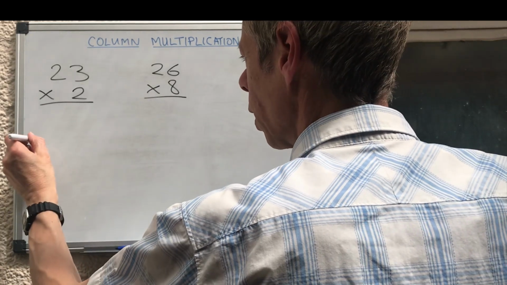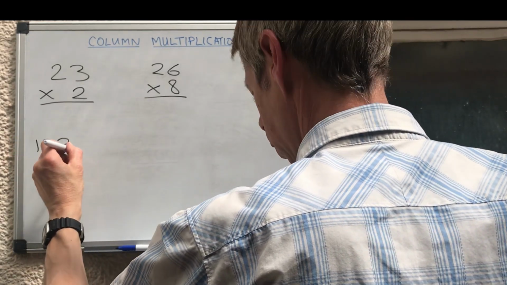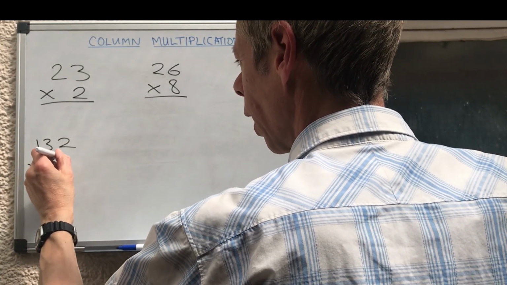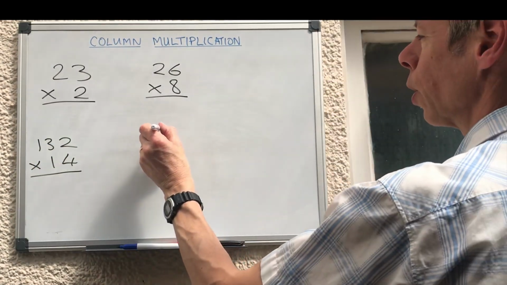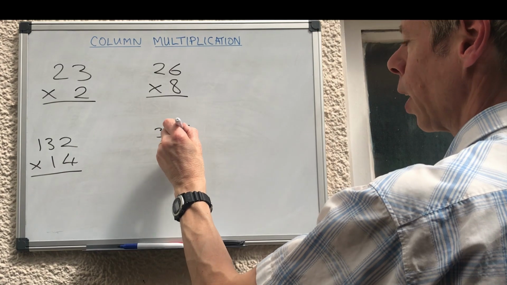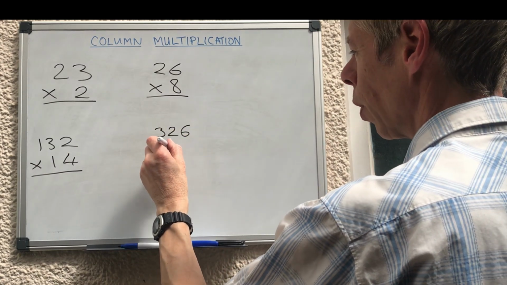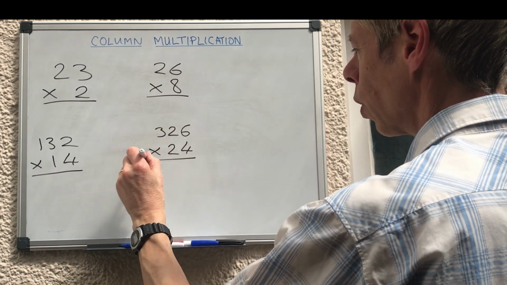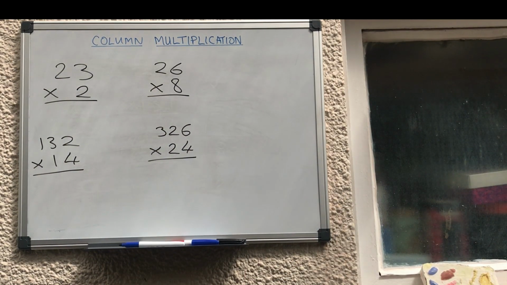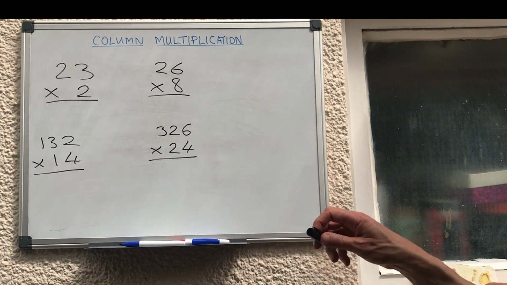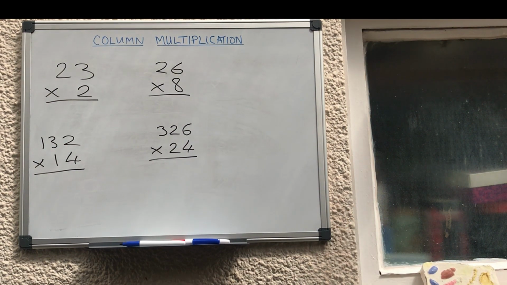Okay, next question is going to be 132 multiplied by 14. And then we're going to do, for last question, 326 multiplied by 24. I'm not going to wait too long on these. It doesn't matter if it takes you a while with these questions, so I don't expect you to have necessarily finished when I start going through them.